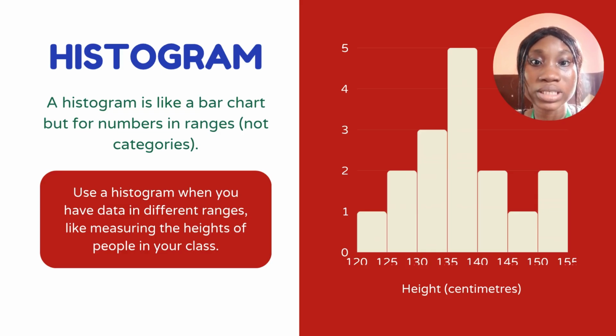So you can put the height of people in your class in centimeters and then the number of people. You can see over here, for people measuring about 120 centimeters, I have just one person who has a height of 120 centimeters. Then I have maybe two people who have a height of 125 centimeters, and all of that. So it's just used to represent and compare data in ranges.